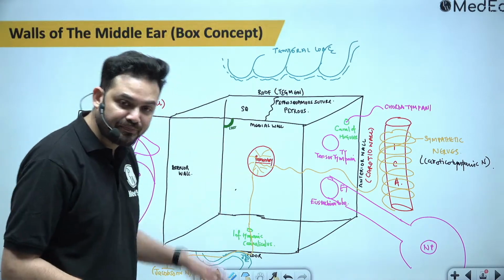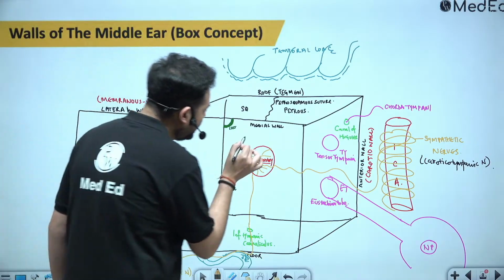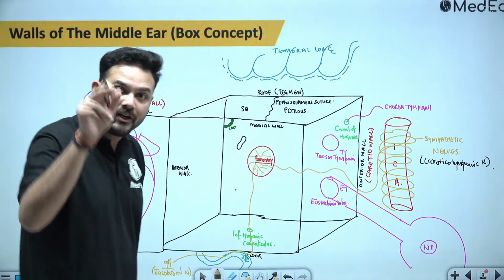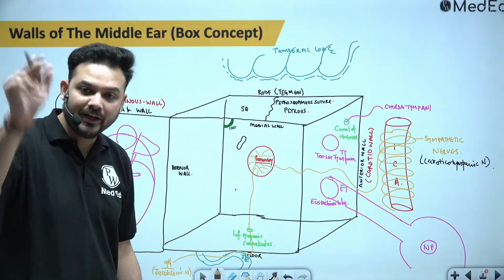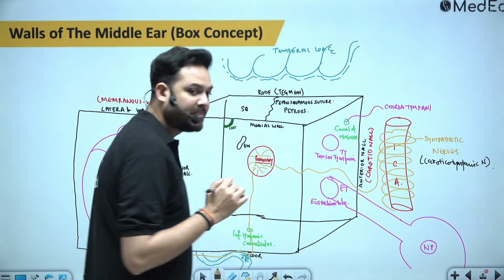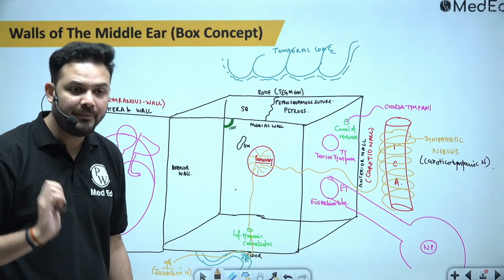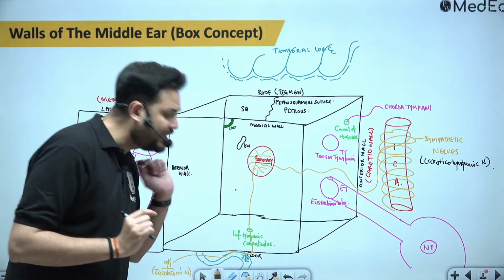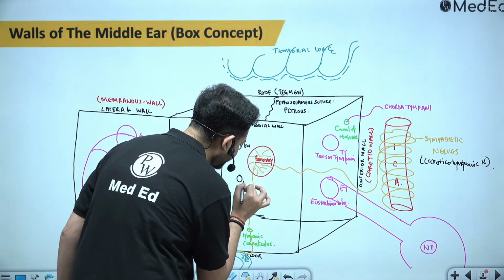Now what are these? Posterior superior to the promontory, there is one window which is elliptical, or we can say it is oval. It is called the oval window because it is oval. So we call this particular part the oval window, which is present posterior superior to the promontory. There is an opening, okay? And there is another opening which is present posterior inferior to the promontory, and it is round, which is why we call it the round window.